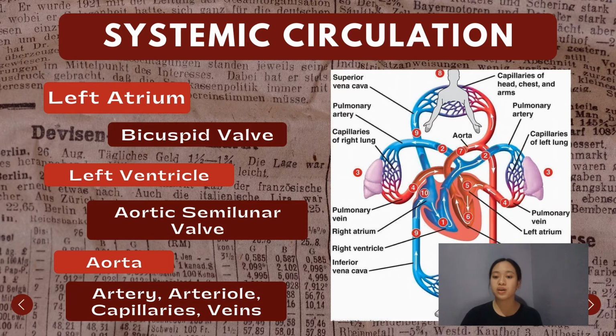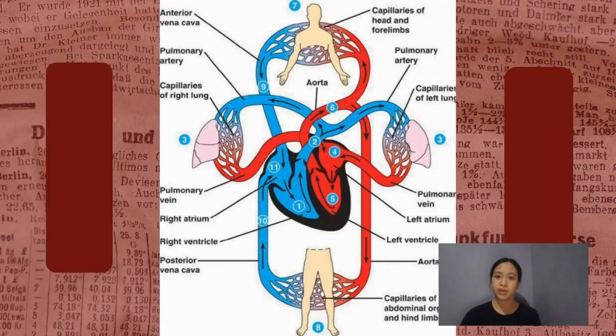With the support of the aortic semilunar valve, the blood from the left ventricle will now go to the aorta, which is the main artery that carries blood away from the heart. After that, it will go to the systemic arteries, the systemic arterioles, and to the capillaries. In the site of gas exchange, the oxygen is exchanged for carbon dioxide. Then the blood that will go to the systemic venule is now deoxygenated blood.